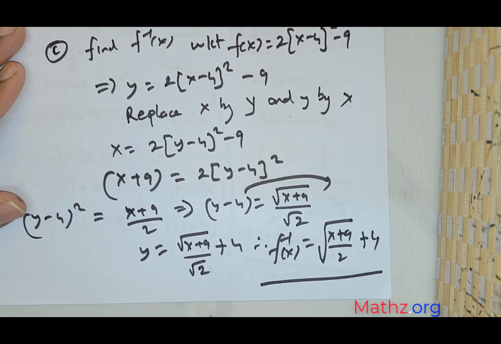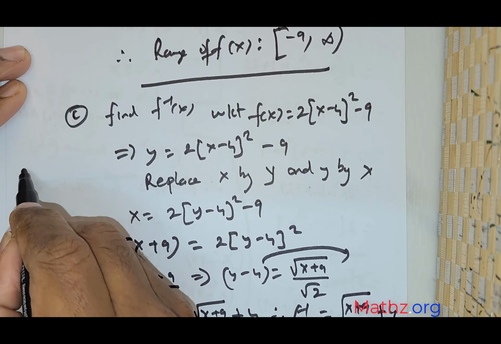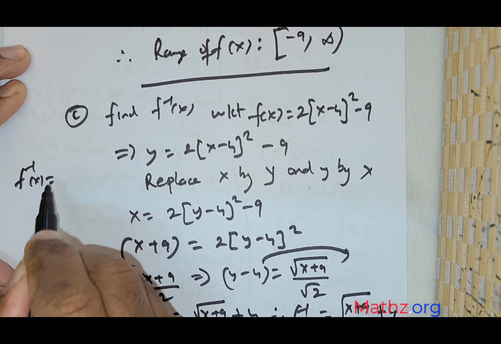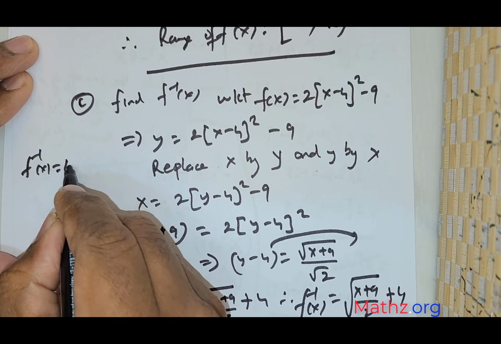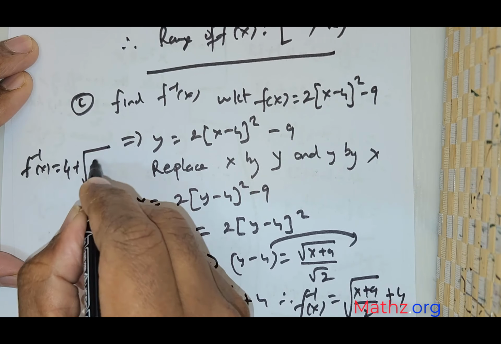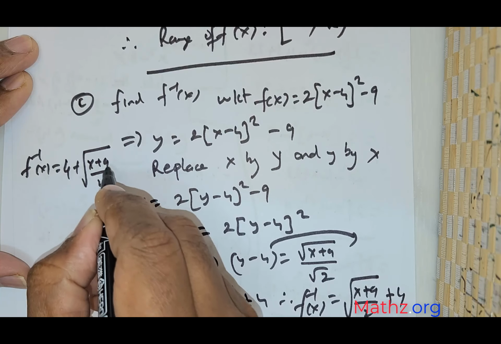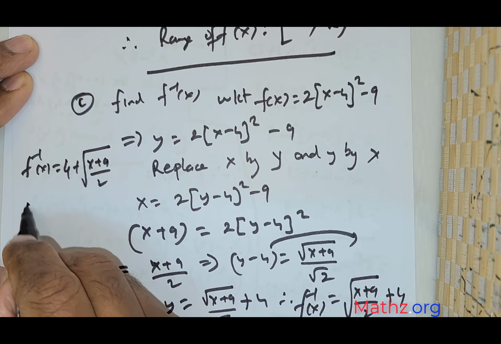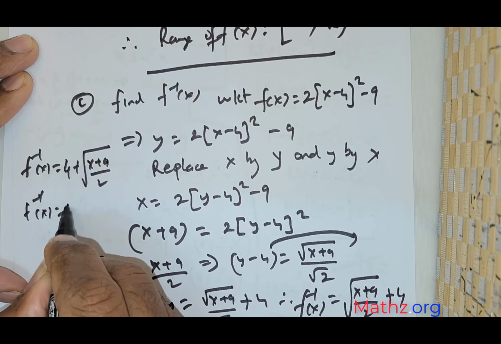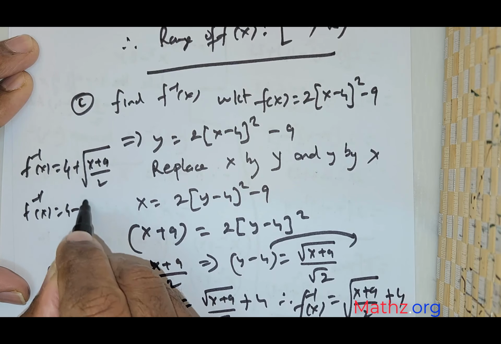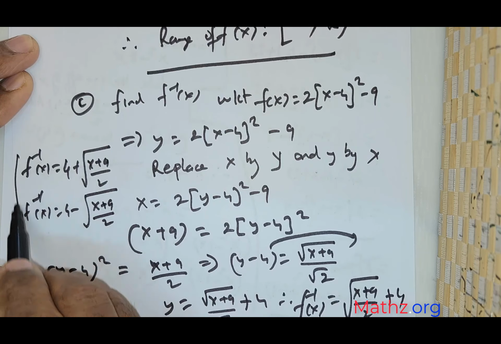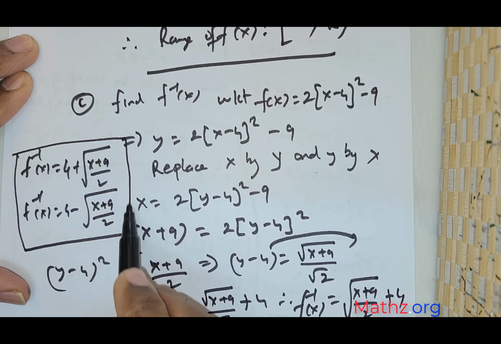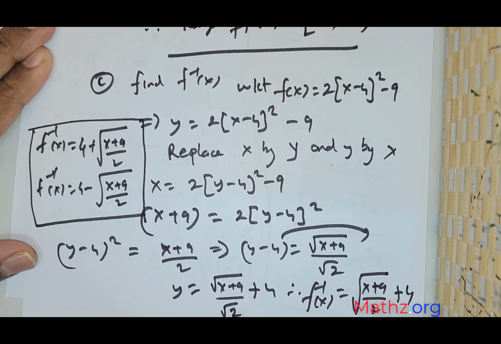Now when writing the final answer, since we have the square root involved, you need to write it like this: f inverse of x is equal to 4 plus root of x plus 9 over 2, that's one part, and f inverse of x is equal to 4 minus root of x plus 9 over 2. So you can block this as your result.